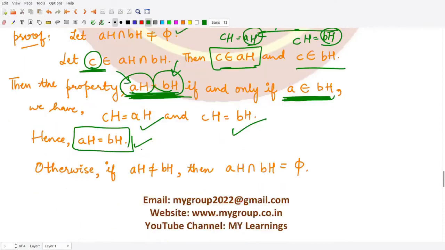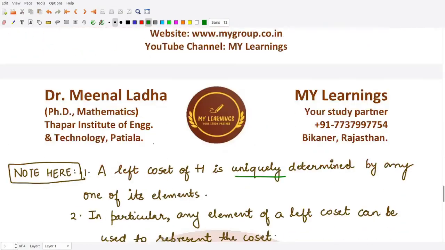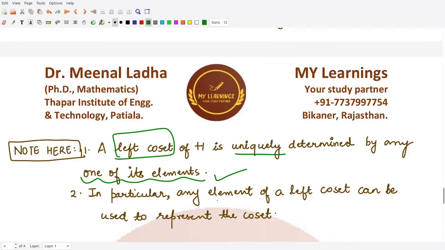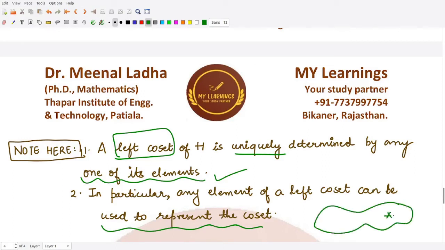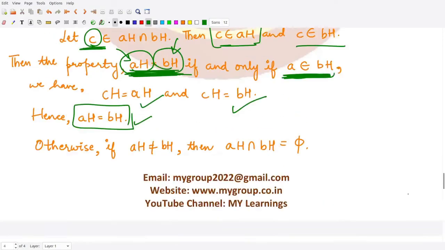On similar grounds, the left coset of H is uniquely determined by any one of its elements, and in particular any element of a left coset can be used to represent the coset. So if you take a given coset and consider one of its elements, say A, then you can use this element to construct another coset AH, which is equal to the given coset. This is what they are saying here, correct?